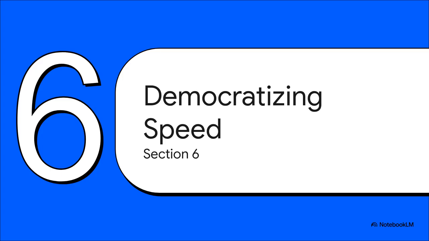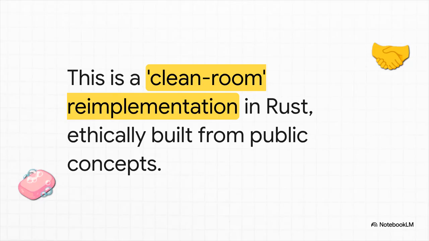And that brings us to the last point, which is about the whole philosophy behind this project. It's all about something we could call democratizing speed. This is actually really important. The version of StreamDB we're talking about is what's called a clean room reimplementation. That's a fancy way of saying it was built from the ground up, based on public research and concepts. Nobody reverse-engineered or copied some company's secret proprietary tech. It's an open and frankly ethical way to build powerful tools.